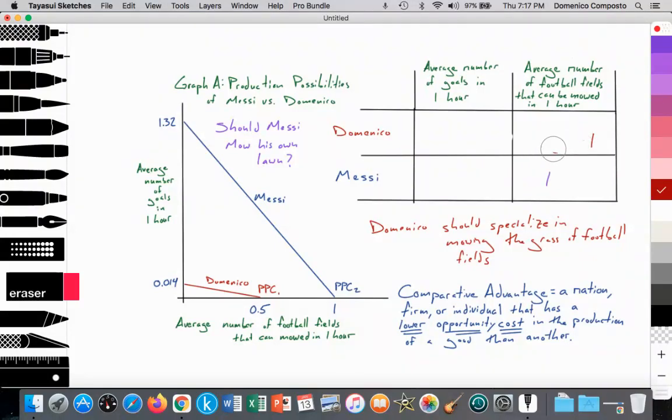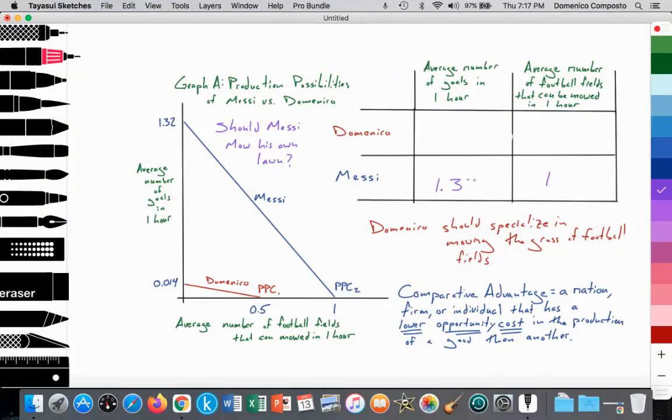So again, Lionel Messi, every time he spends 1 hour cutting one football field, he lost the opportunity to score 1.32 times. And as for myself, let's go back. The original data was in 1 hour, I can do 0.5 football fields, and it's very unlikely I score in 1 hour, 0.014. So this is the original data. All right. So let's reduce this side to 1, okay? To see the opportunity cost on the other side.